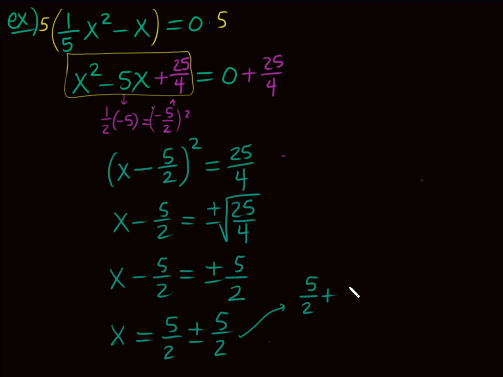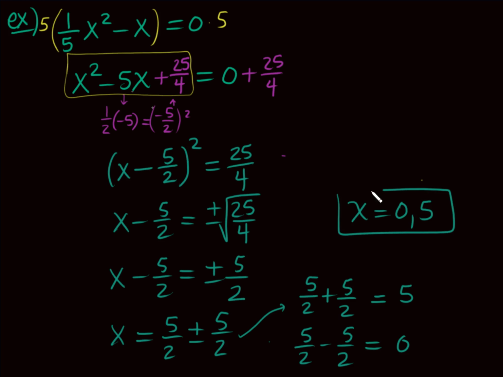x is going to be 5/2 plus 5/2 and 5/2 minus 5/2. So 5/2 plus 5/2, again, that's half of 5 plus half of 5, so that's 1 whole 5, or 10/2. And then 5/2 minus 5/2 is 0. So x equals 0 or 5. And you probably saw that. I mean, even here, I could have just factored this, but I said to solve by completing the square.